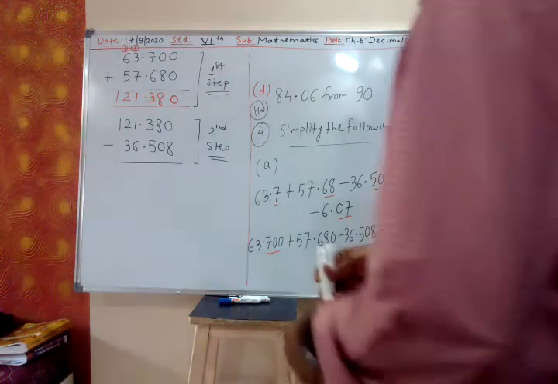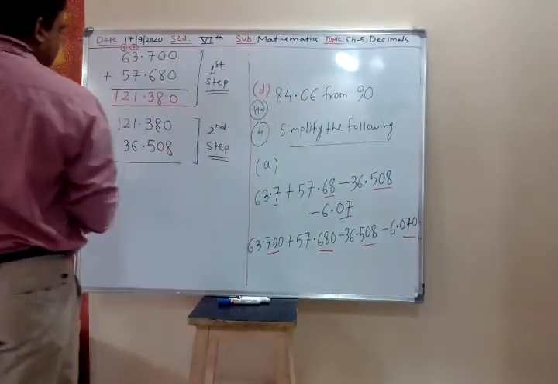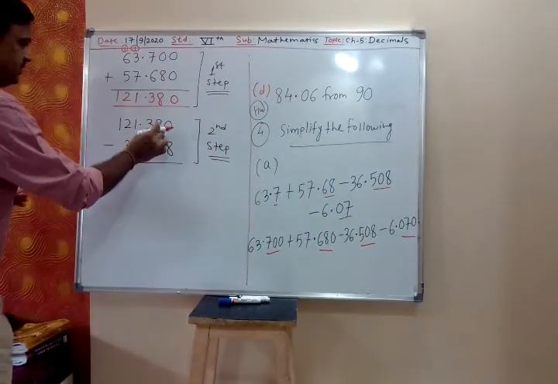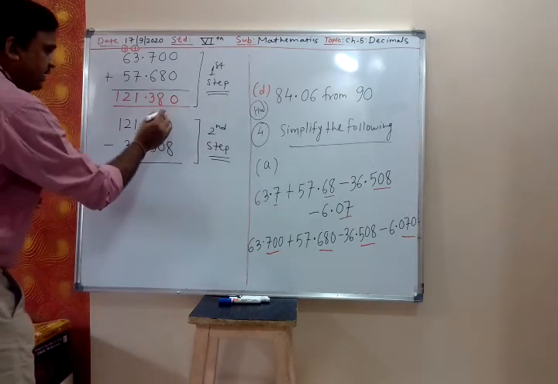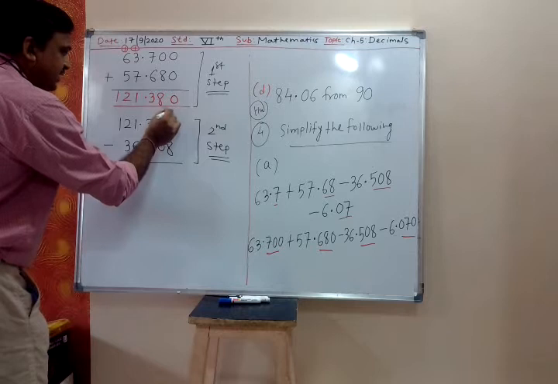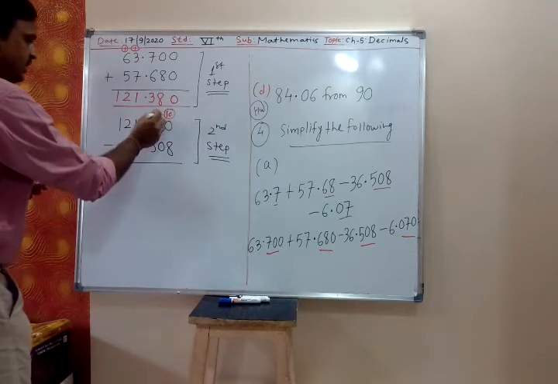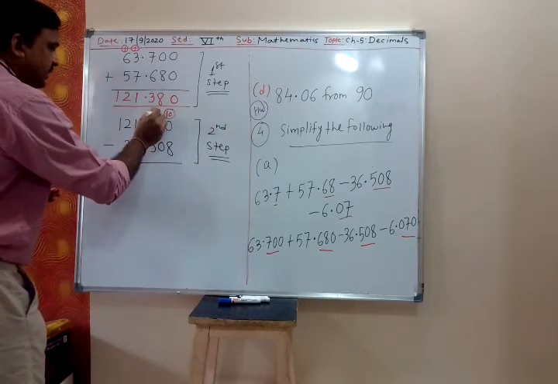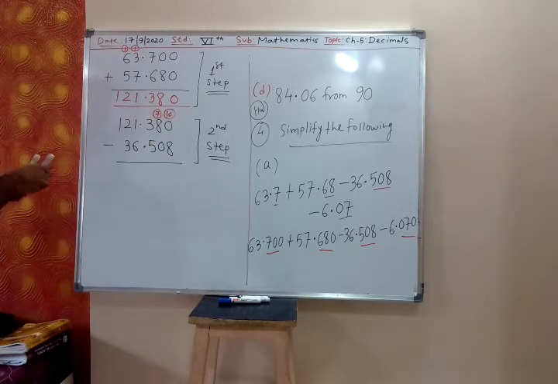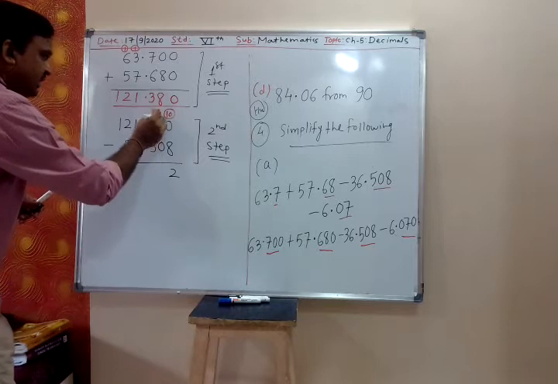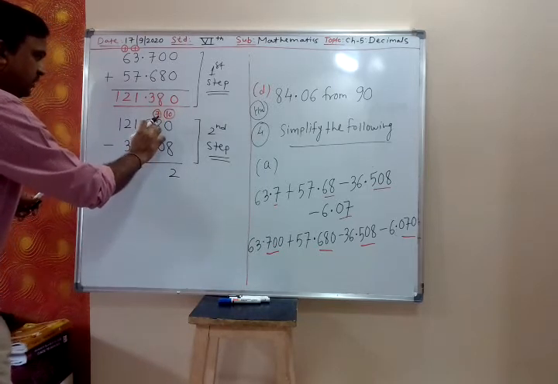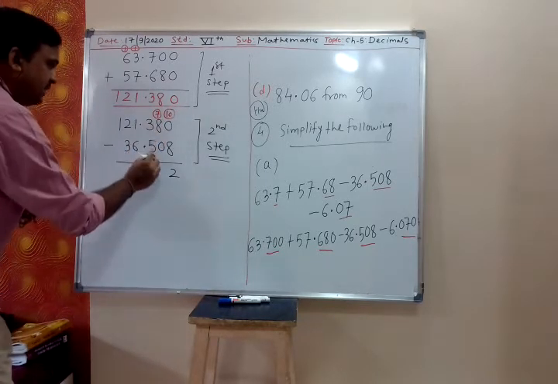121.380 minus 36.508. So subtract this. This is 0, 8. 0 is smaller, so 1 is carried. This becomes 10. Then 1 is carried. This becomes 7. So 10 minus 8 is 2. Then 1 was carried, so 8 becomes 7. 7 minus 0, 7.